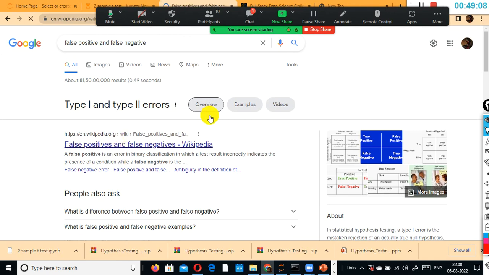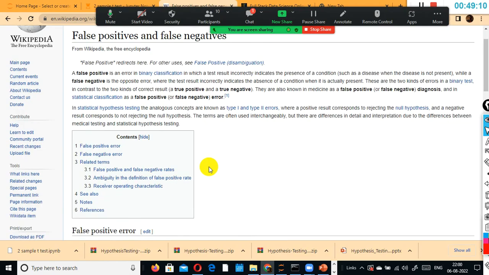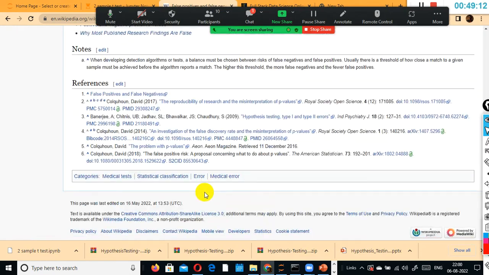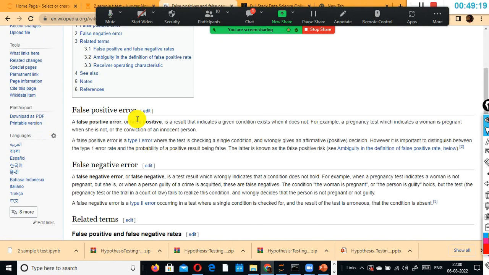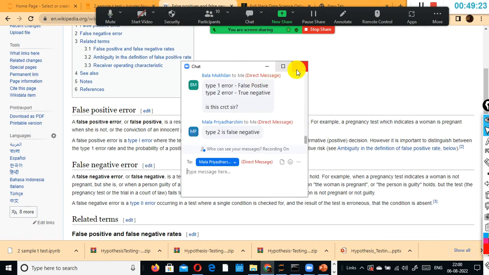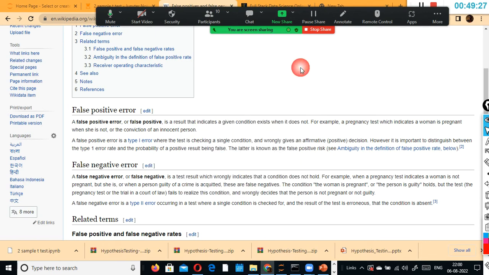Look here, even in the case of binary classification, we use this to evaluate the model performance, okay? False positive and false negative. Type 2 is false negative, and type 1 is false positive, right? Yeah, type 1 error rate, right?